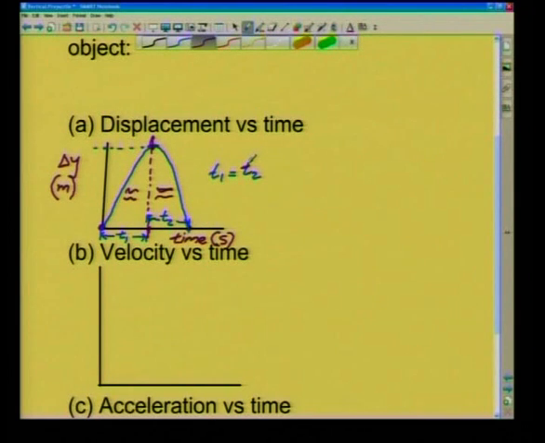Okay, so T1 equals T2 in that case. This is also very important because you will need this to answer some of the questions in the problems we're going to look at and also in your exams. Okay, let's come to the next one.